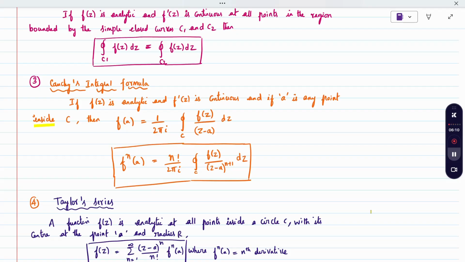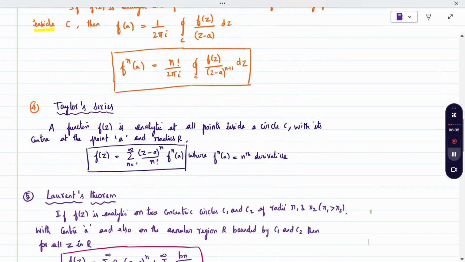That is only for a single case. We have to know the formula for the general case also. So f n of a, depending upon your n it varies, is nothing but n factorial divided by 2 pi i integral of f of z divided by z minus a the whole power n plus 1 dz. So this is our third set of formula.